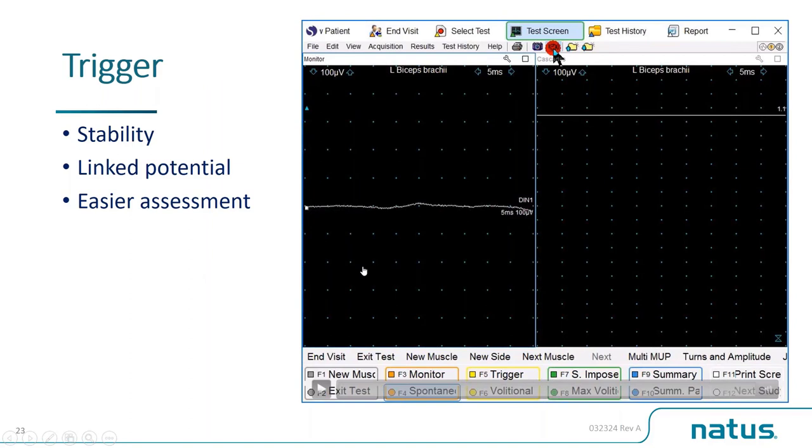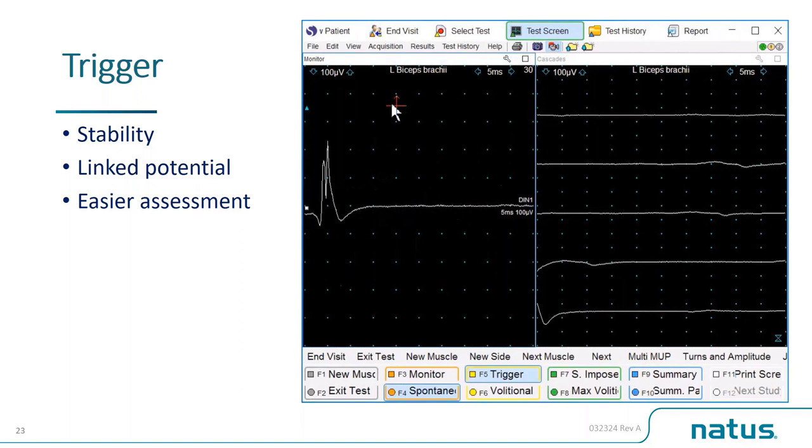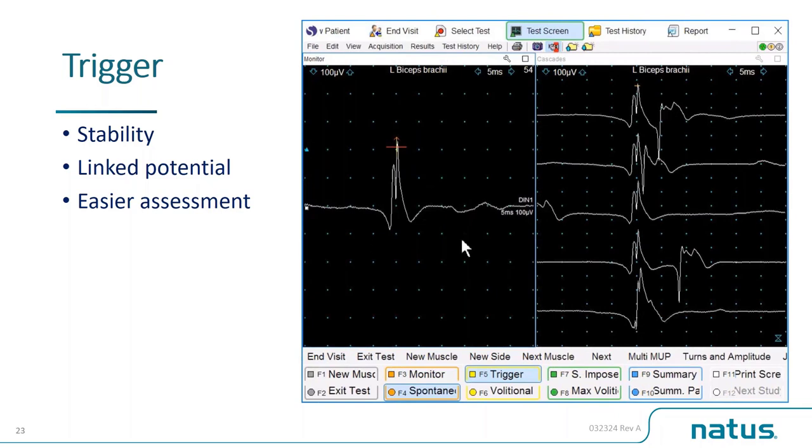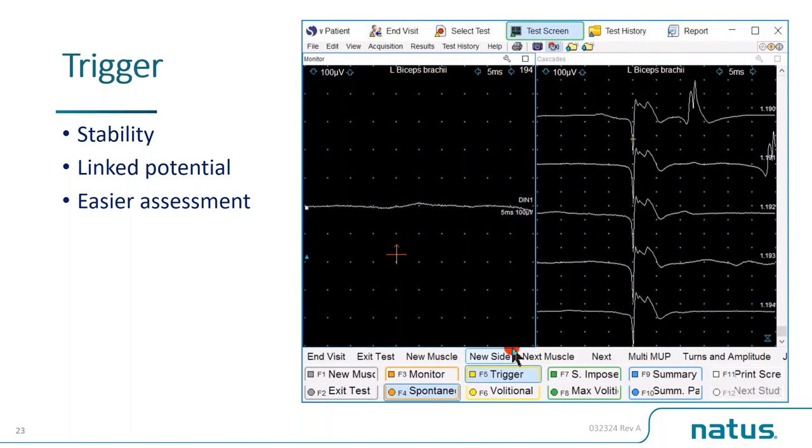Another thing we can do is use the so-called trigger. This is where we set up an amplitude level. And this device has been available on EMG instruments for decades, but it's still not used. Now you can see waveforms of one motor unit potential that are time locked. You have to adjust the trigger level so that only one waveform can cross it. And now you can superimpose the traces and you can easily see the duration. And now you can see the stability of the waveform. And so this can make it easier to assess complex potentials.